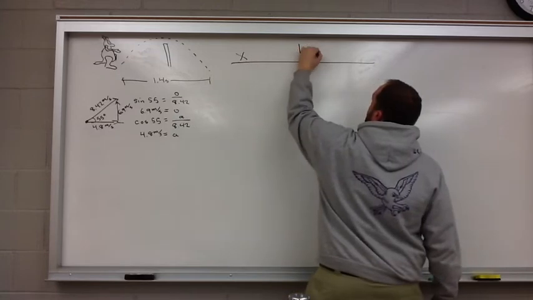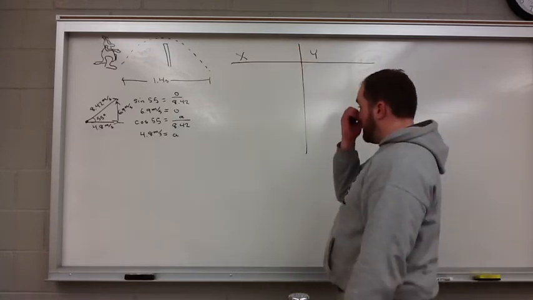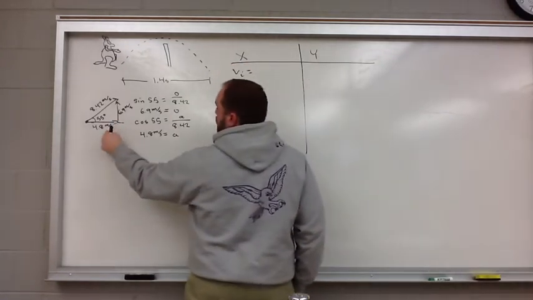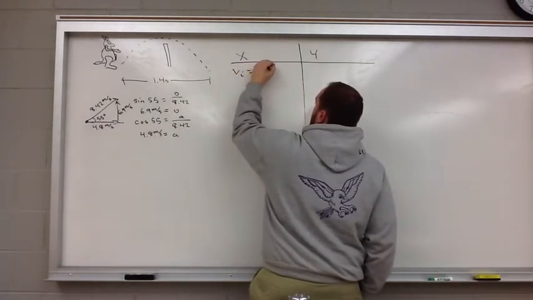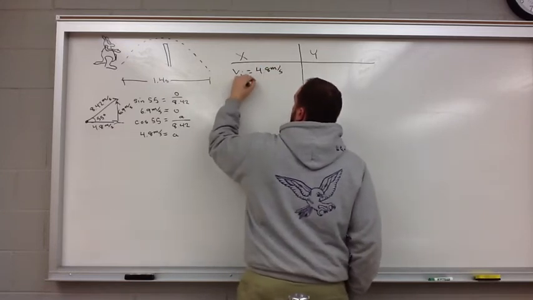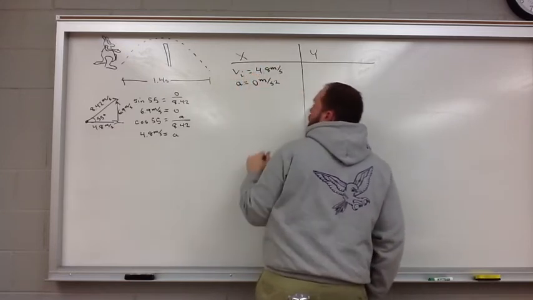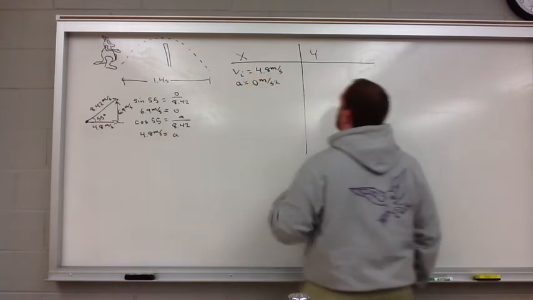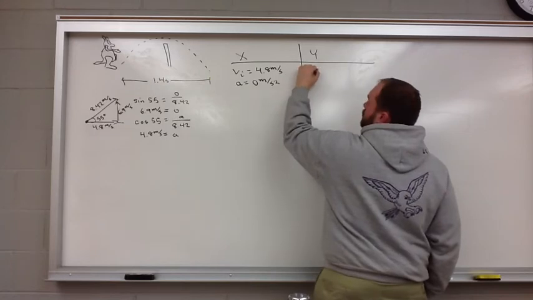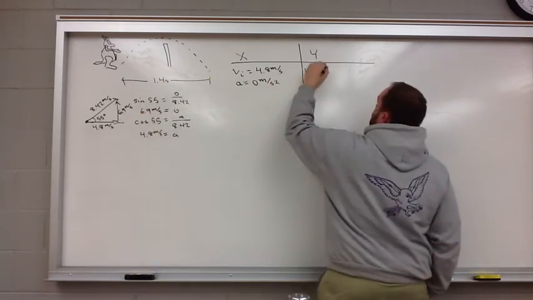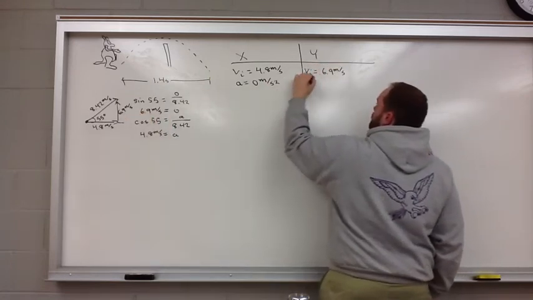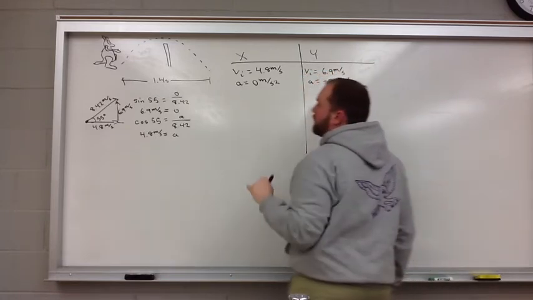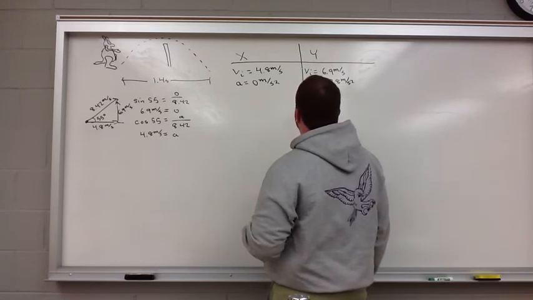X and y. Okay. In the x direction, the initial velocity is 4.8 meters per second. The acceleration is 0 meters per second squared. What else are we looking for? We'll get back to that one. In the y direction, the initial velocity, 6.9 meters per second. Acceleration, negative 9.8 meters per second squared. And we'll go from there.